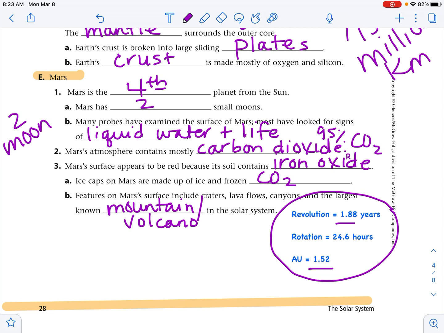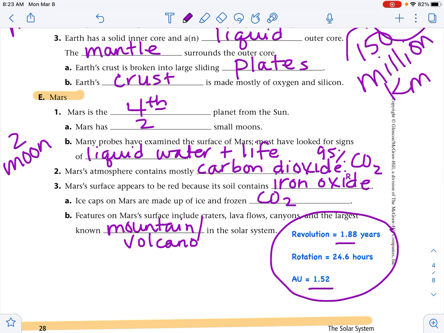Anything prior to Earth is going to have an AU less than 1. So make sure you have all of this information written in about revolution, rotation, and AU for the inner planets as well, okay? Stop this video, rewind this video at any point to make sure you have all of the information, okay? All right, thanks.